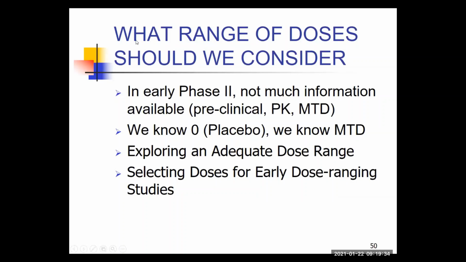All right. The key question is what range of doses should we consider? All right. Ideally, you want to do this in early phase 2 because you don't have much information available. All you know are preclinical data, you know the PK data, you know MTD, and we're assuming all this knowledge and information are correct. And we know 0, and we know that's placebo, and we're assuming that we know the MTD. And we need to explore an adequate dose range and selecting doses for early dose ranging studies. So how are you going to select these doses?